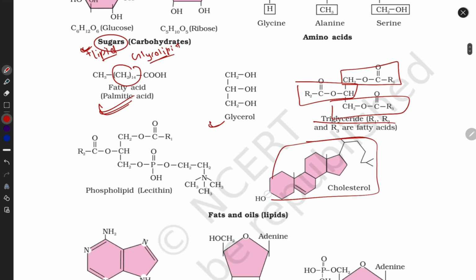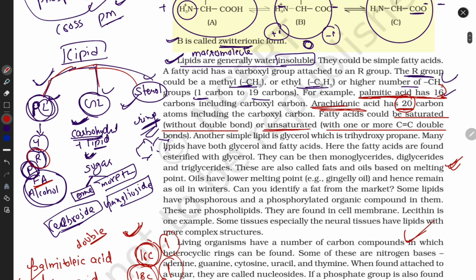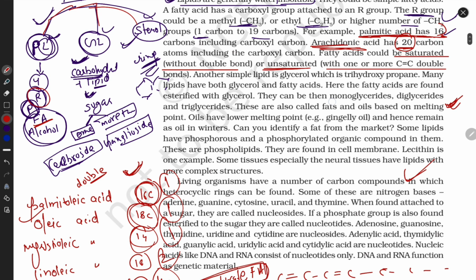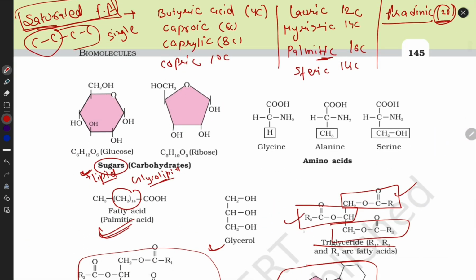Cholesterol, guys, is an example of a sterol. Phospholipid, look at that. This is everything in your book, you have to remember. I'm arranging the order for you. Monoglyceride means one chain is present. Diglyceride, two chains. Triglyceride means three chains: one, two, three. That's it.